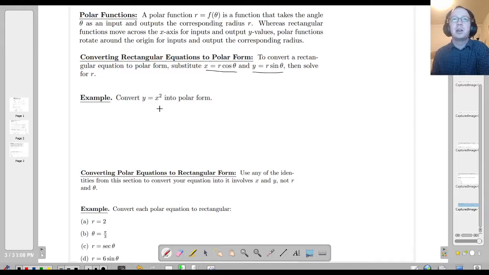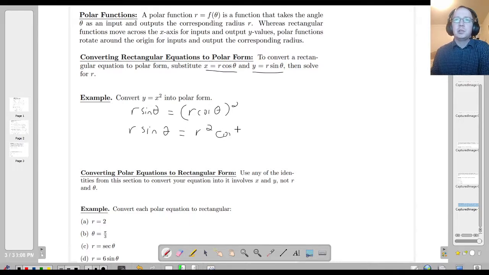So for example, with this guy, y equals x squared. For y, I'm going to put r sine theta, and for x, I'm going to put r cosine theta, but since it's x squared, I'm going to square that. So let's work on solving this. I'm just going to square that. So I have r sine theta equals r squared cosine squared theta.